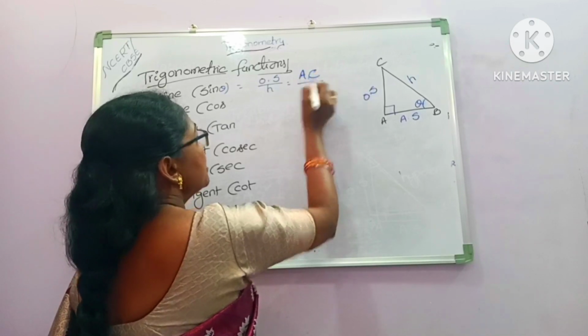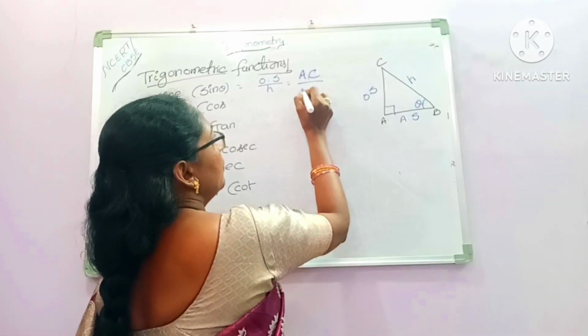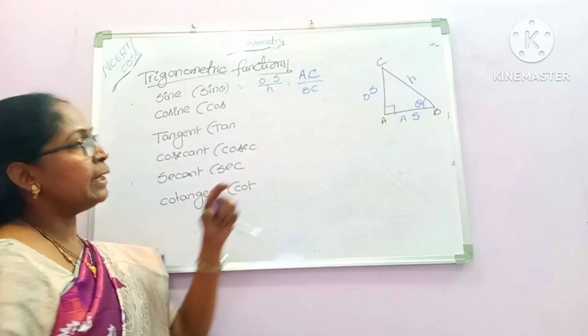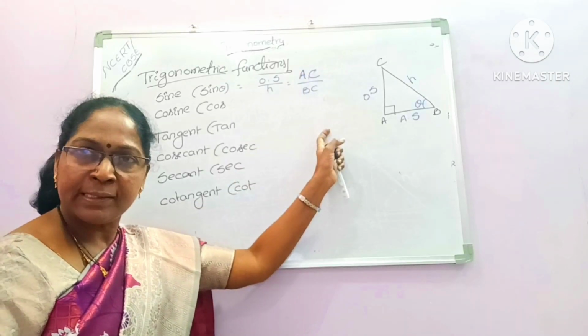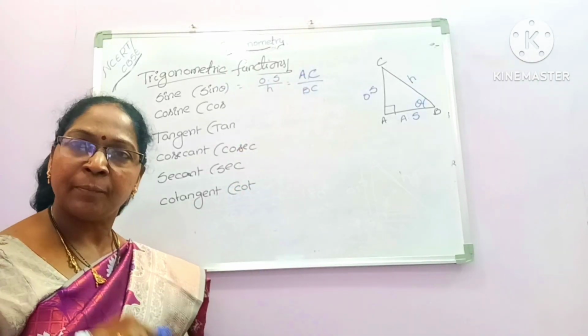AC is the opposite side. And hypotenuse, what is hypotenuse in this right angle triangle? BC. You write AC by BC. Don't remember AC by BC.